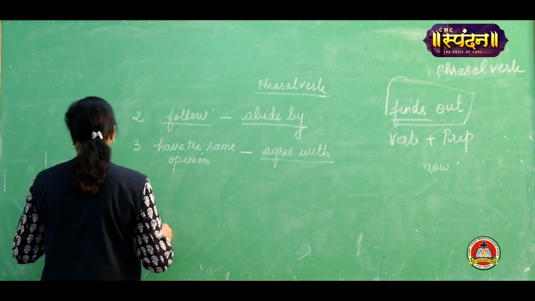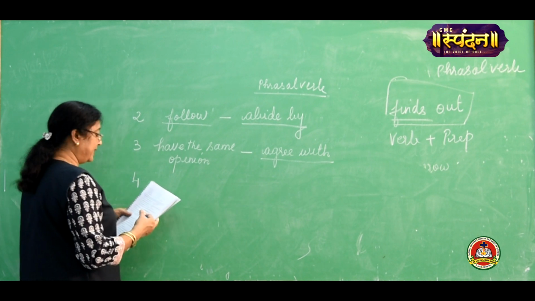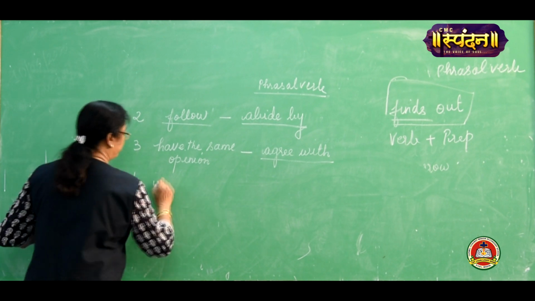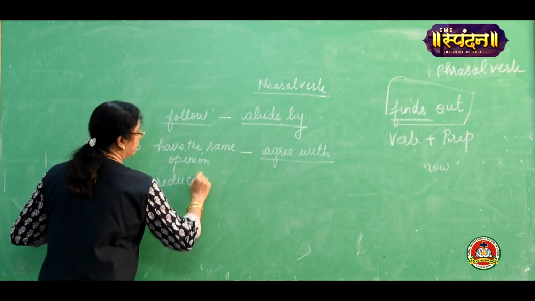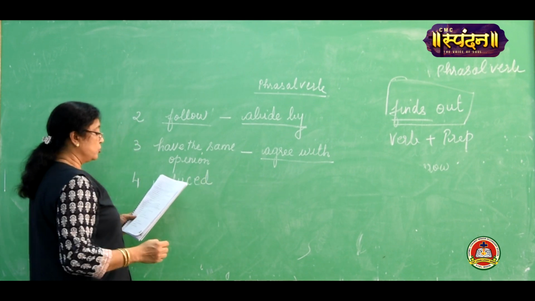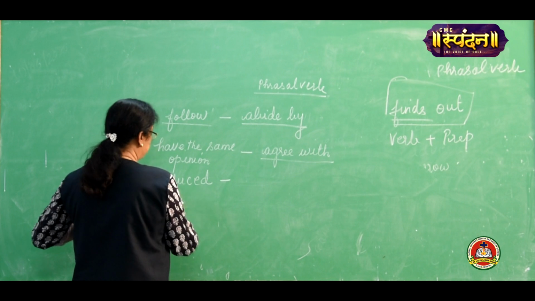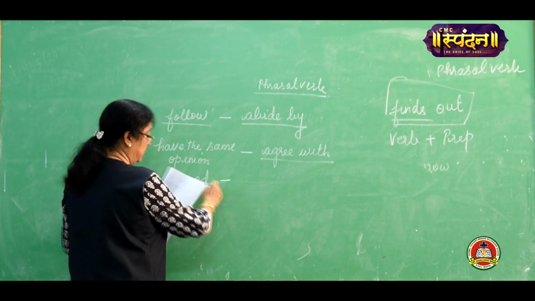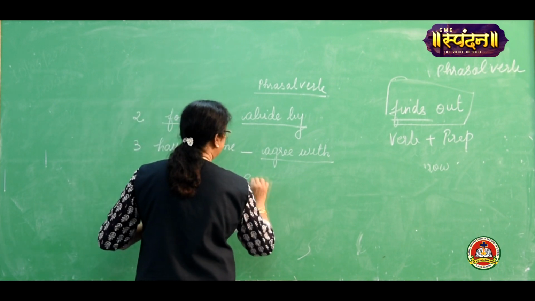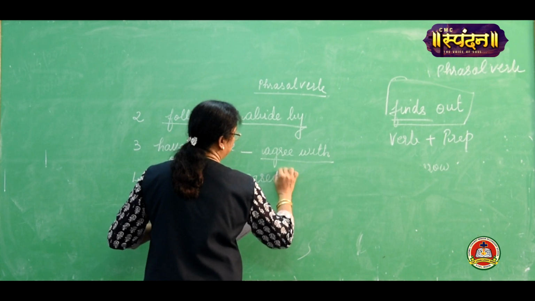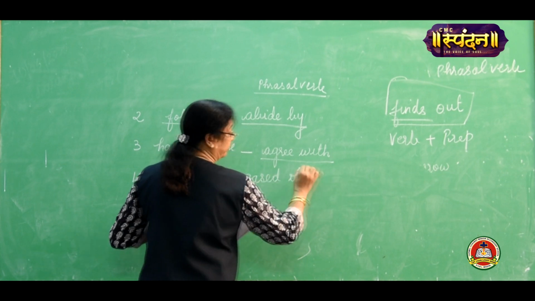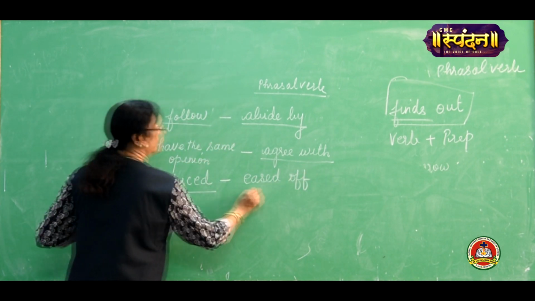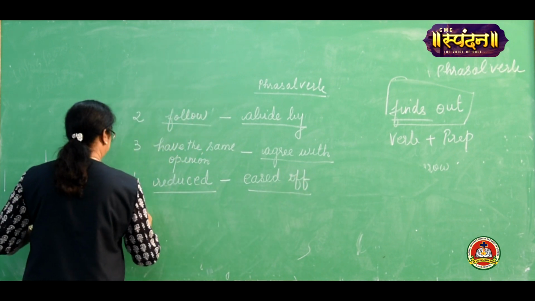Fourth one, the pain in his leg has reduced. Now for reduced, which word are we going to use? The word they have given is ease. We have to use it in the past tense only, because this is past tense here. So we are going to use eased off, E-A-S-E-D and O-double-F. So this is the phrasal verb. Again, this is a preposition.